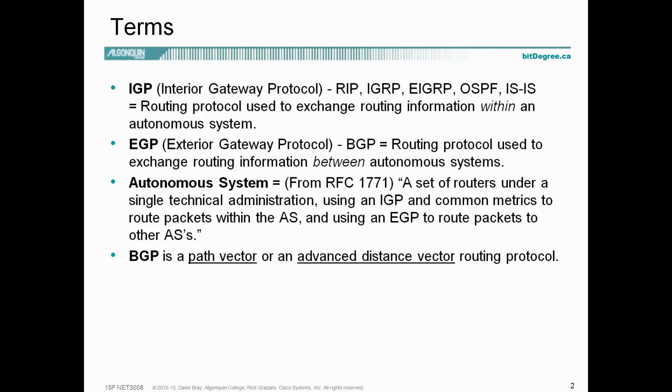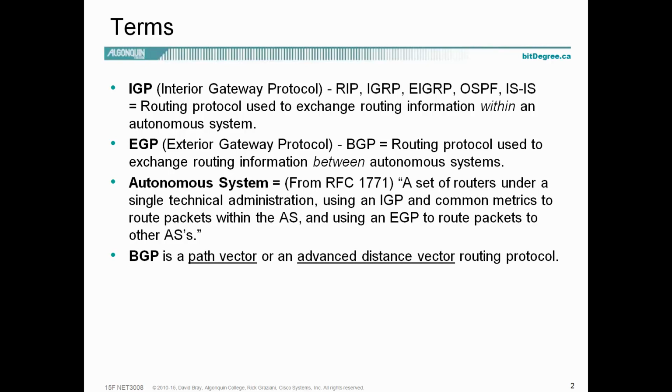IGP, as you know, stands for Interior Gateway Protocol, and we mean the protocols you've studied to date, including RIP, EIGRP, OSPF, as well as others we've mentioned, like IGRP and IS-IS. But IGPs are the type of routing protocol that's used to exchange routing information inside or within an AS, or autonomous system.